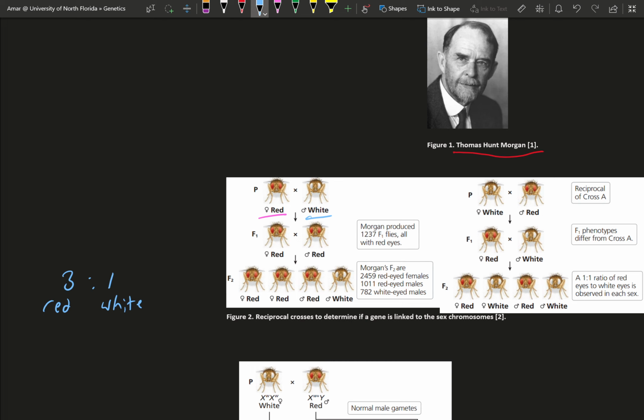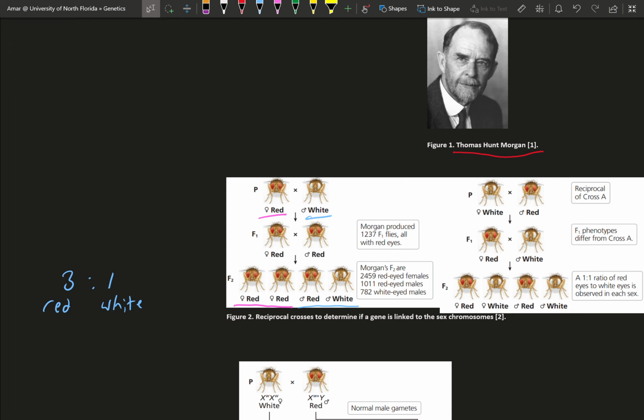However, what we're getting here is a 1-to-1 ratio between the males for the red color and the white color. And over here for the females, we're actually getting all of them being red. So this was unexpected. And with that information, it didn't go along with Mendel's data that he had before. So what conclusions can you come up with from this?